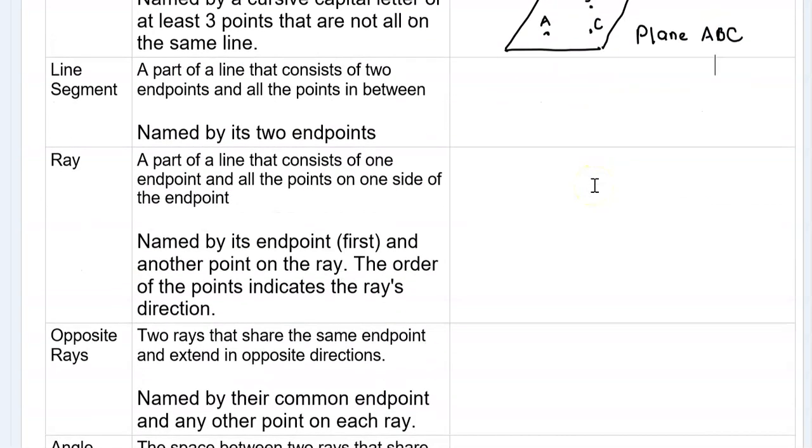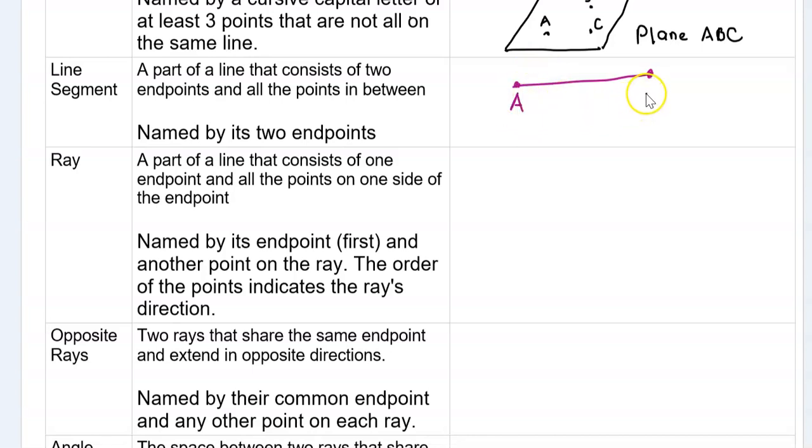Next, we have a line segment. And a line segment is a part of a line that has 2 endpoints and every point in between. So now to show my line, I'm actually drawing points on the end instead of arrows.